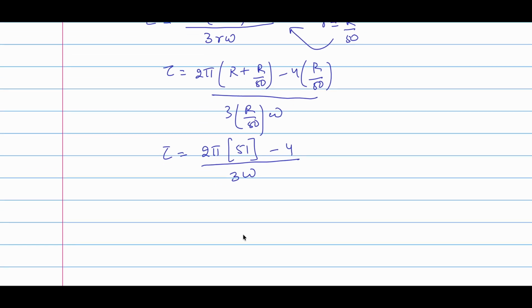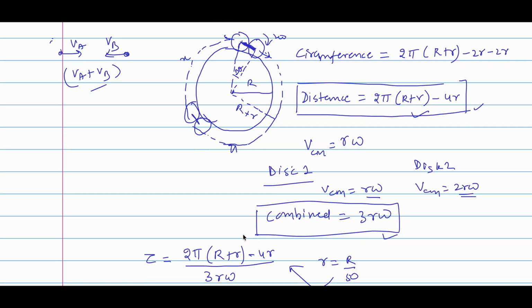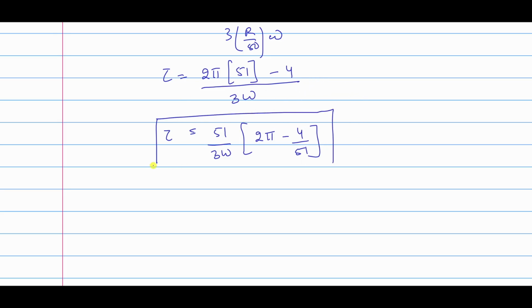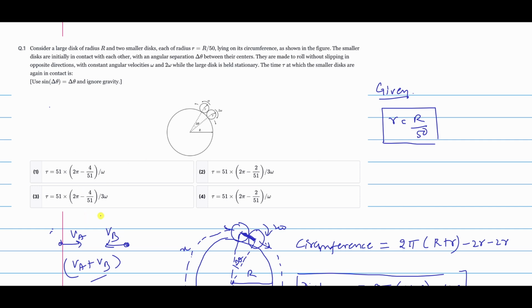Now we can see in what form our answers are. They have taken 51 common. So we can take 51 common from this, and we get 51 upon 3 omega multiplied by (2 pi minus 4 upon 51). So this will be our time period. Do we have this option? I guess this is the option: (2 pi minus 4 upon 51) times 51 upon 3 omega. So option 3 is our right answer.